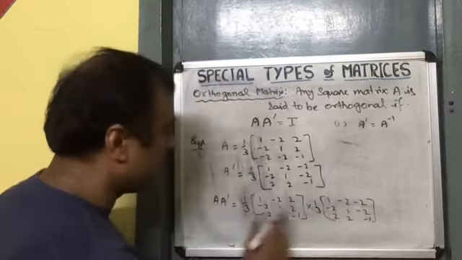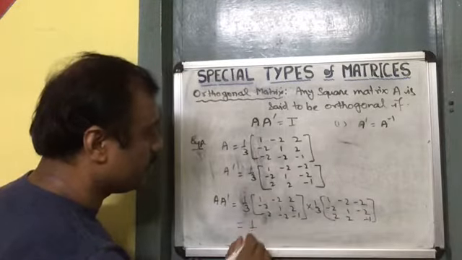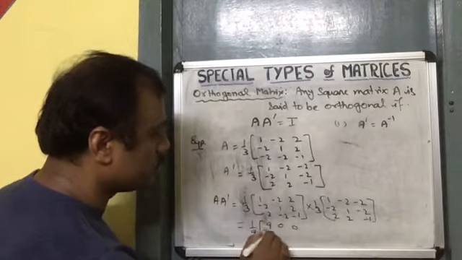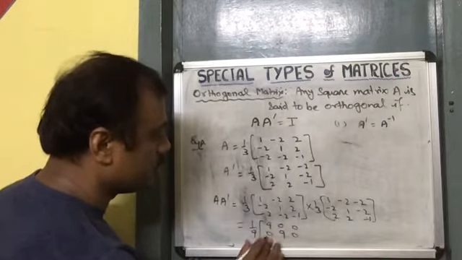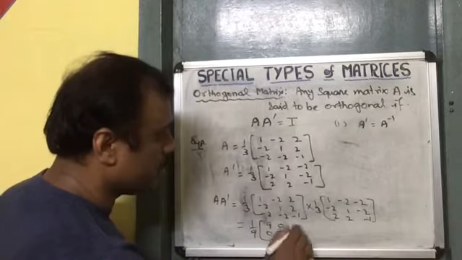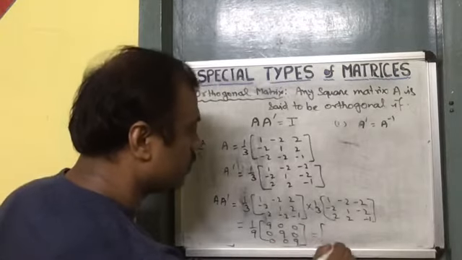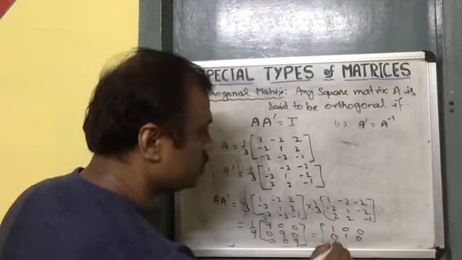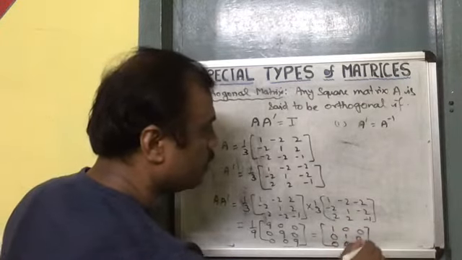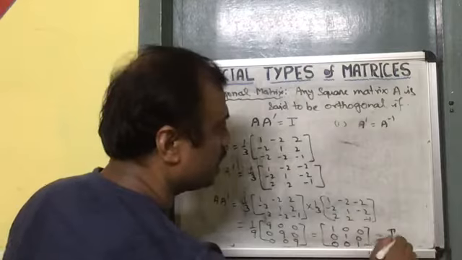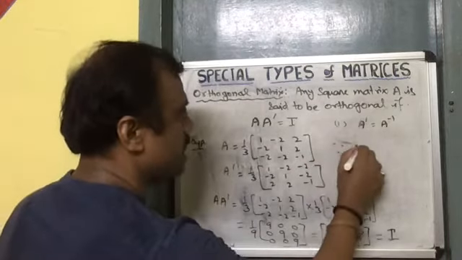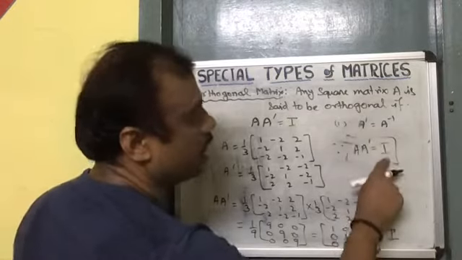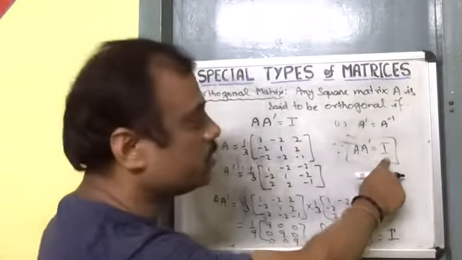When you calculate this, it will come 1 by 9 times 9 0 0, 0 9 0, 0 0 9, and it will give you 1 0 0, 0 1 0, 0 0 1, which is I. Since AA dash equals I, here is the identity matrix of order 3.